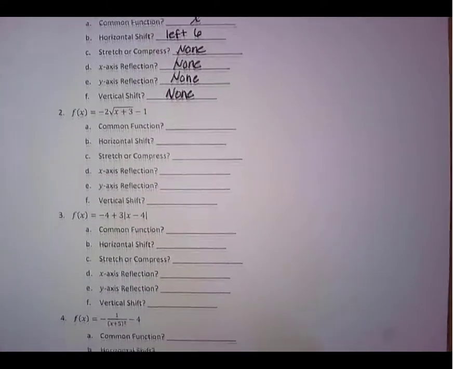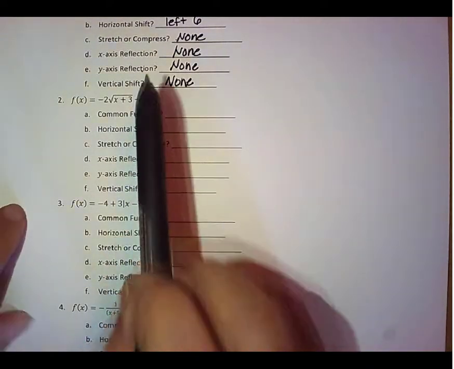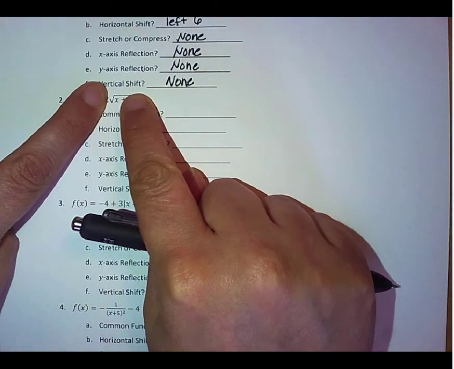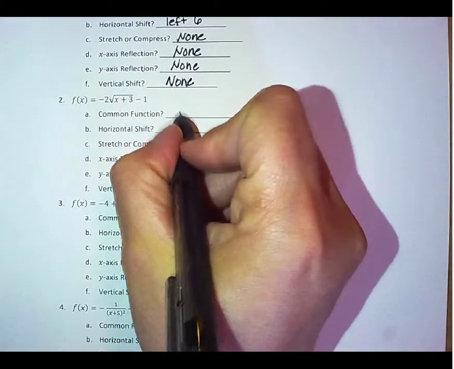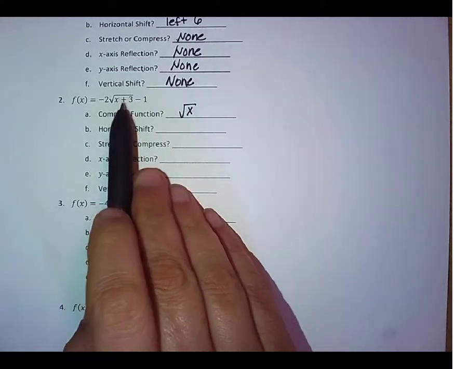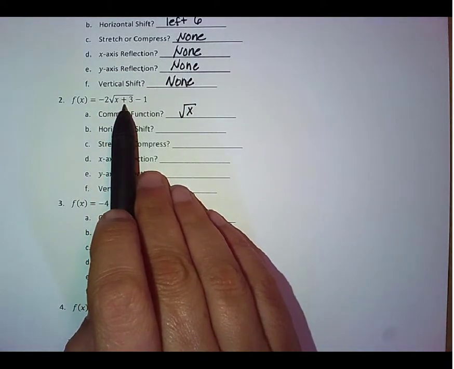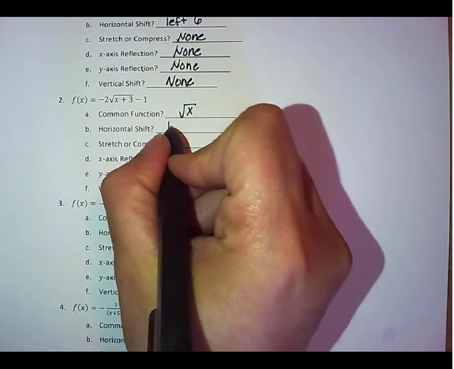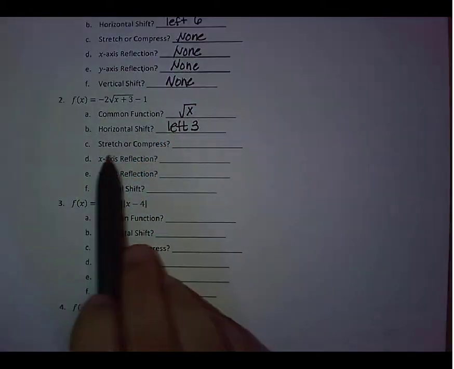Alright, so let's talk about the second one here. Again, if I start covering up pieces and I have to cover up the plus 3 and the minus 1 and that negative 2, so I am left with the square root of x. So there's my common or parent function. Alright, so we want a horizontal shift. Remember, horizontal shift is an addition or subtraction attached to your x. So since there is a plus 3 added onto that x, that is going to move it to the left 3.